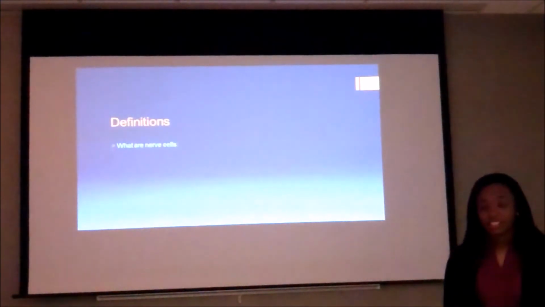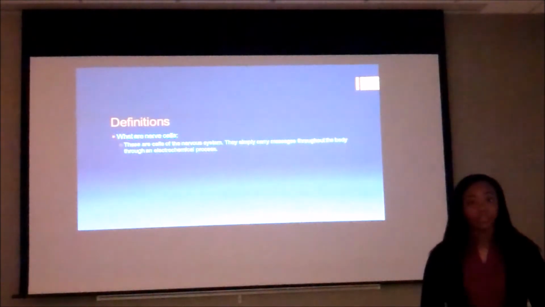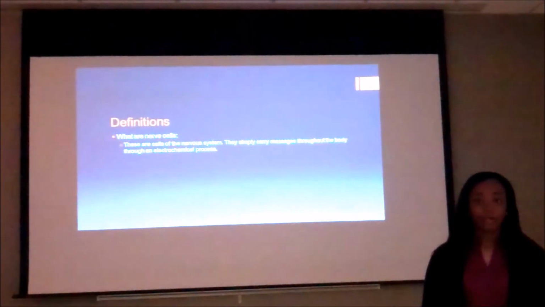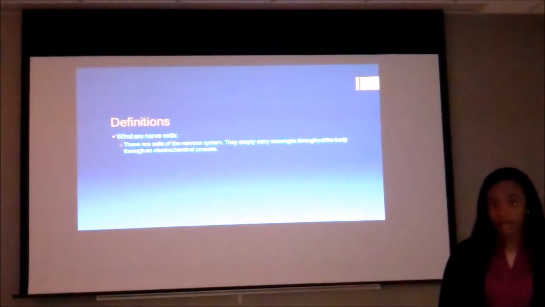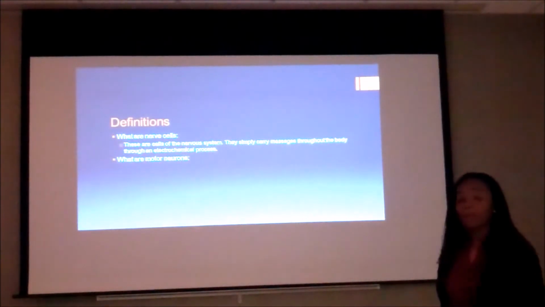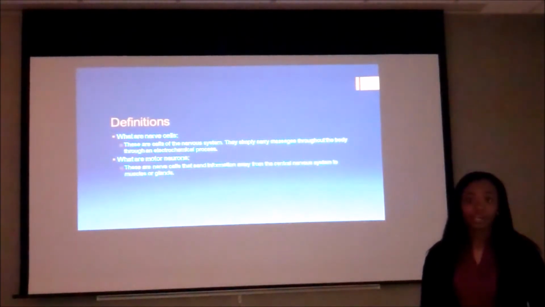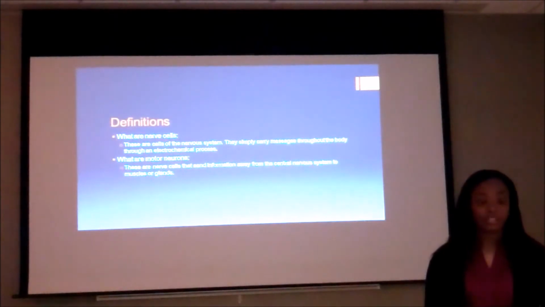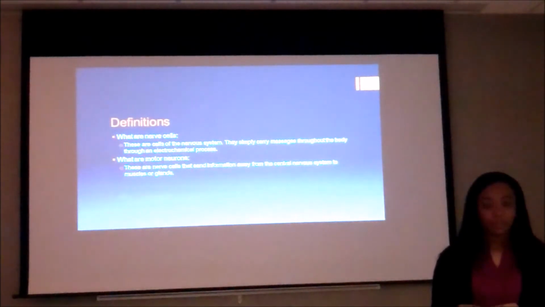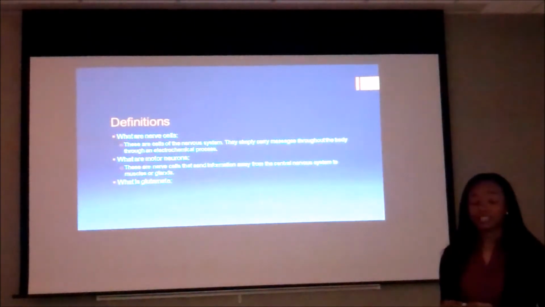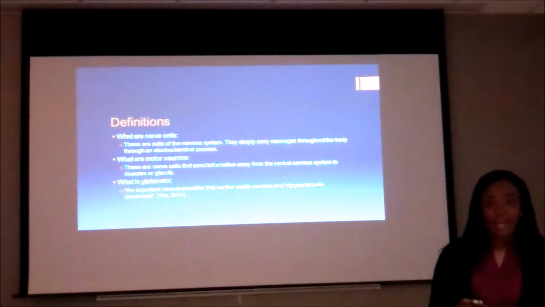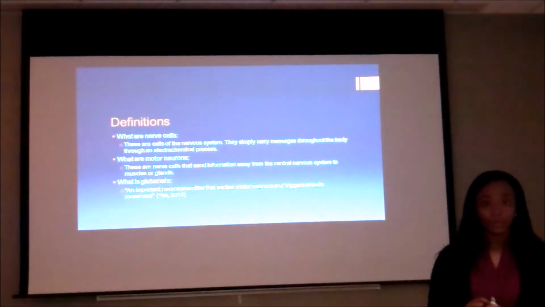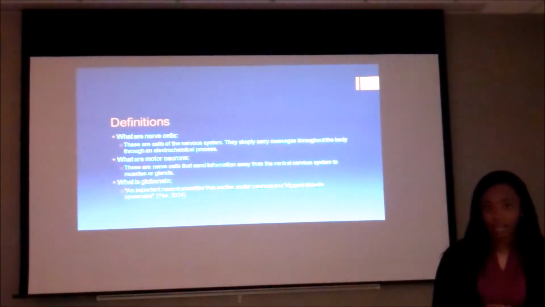So, starting off with definitions. What are nerve cells? Nerve cells are cells within the brain and spinal cord, the central nervous system, that travel through an electrochemical process. What are motor neurons? Motor neurons are nerve cells. They simply carry messages away from the brain to the muscles and or glands within the body. And what is glutamate? Glutamate is an important neurotransmitter that focuses on motor neurons to trigger the muscles or the glands within the body.